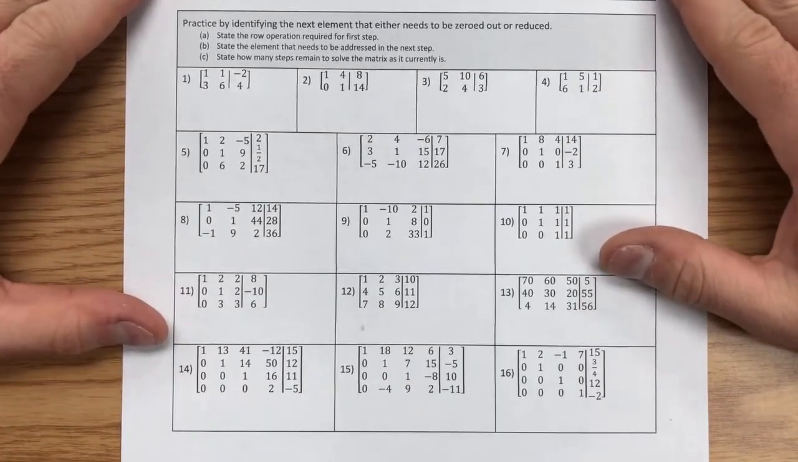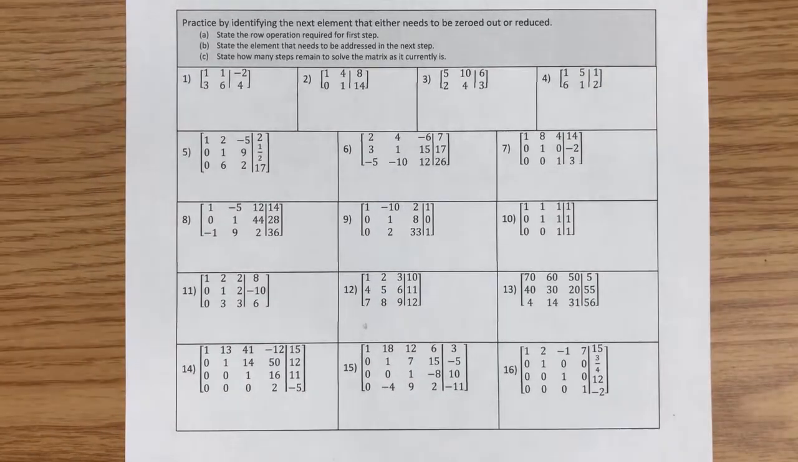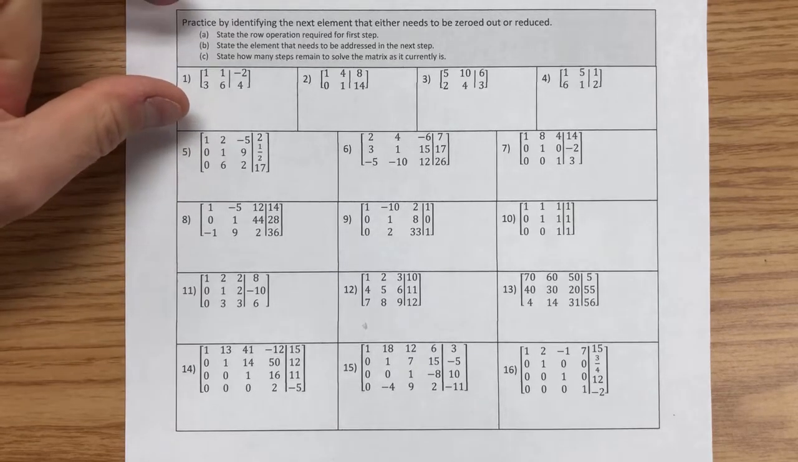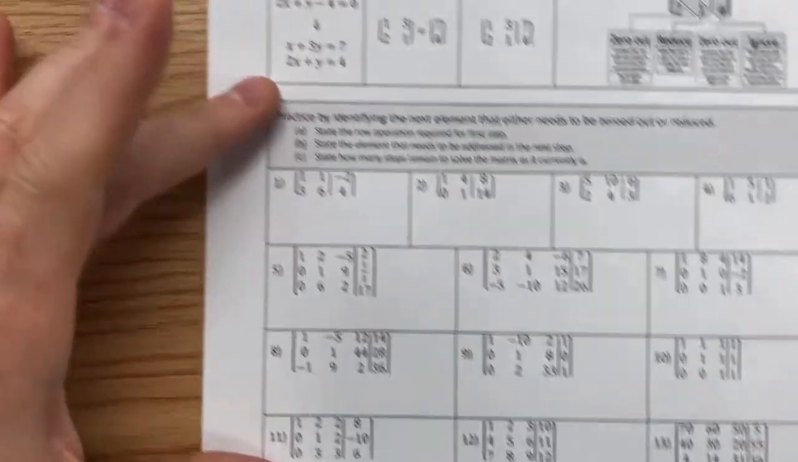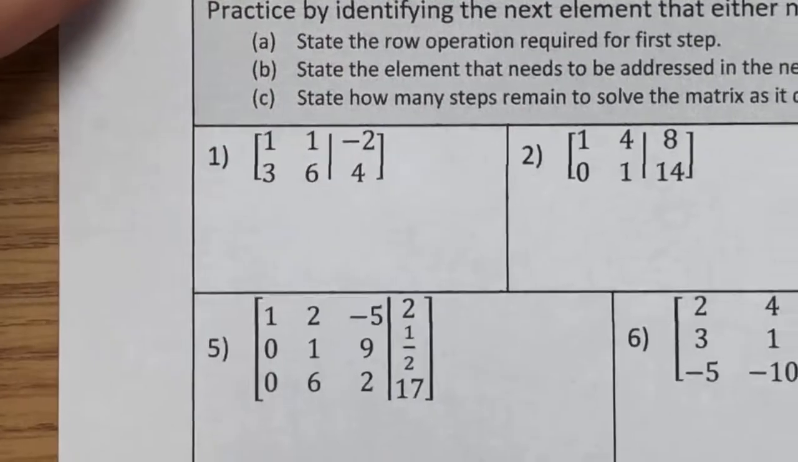So on the front half of what we've got going on here, we have a couple of steps that are going to be getting us ready for a full Gaussian elimination problem. Now, what it's going to ask us is to state the row operation that we need to do first, the element that needs to be addressed, and then how many steps remain to solve the matrix as it currently stands. So let's go ahead and take a look at a few of these.